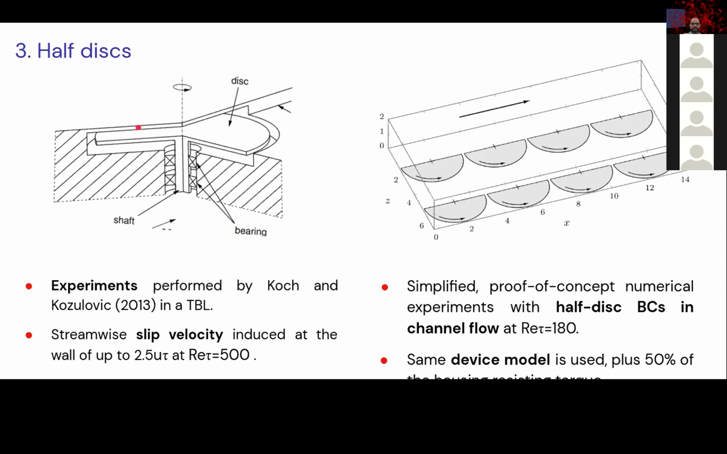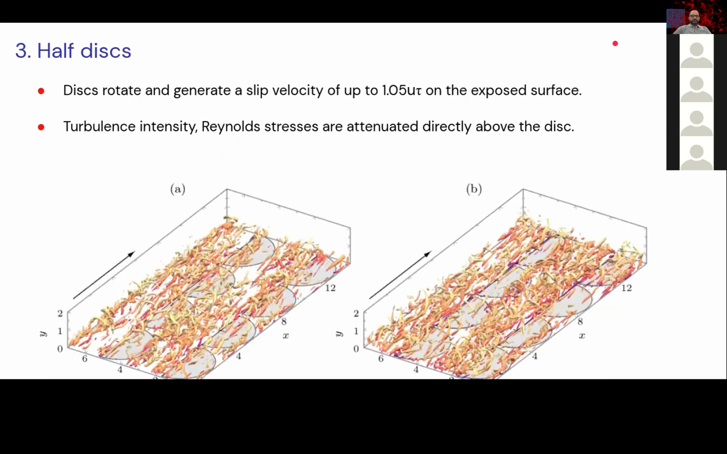We do not consider the fluid flow under the solid shelter, which is not modeled. So again, it's a plane channel. The results are encouraging. We tried different configurations where we varied the disk diameter and the cavity depth to decrease or increase the frictional housing torque. And for some configurations, we notice that turbulence intensity and Reynolds stresses are strongly attenuated directly above the disk.